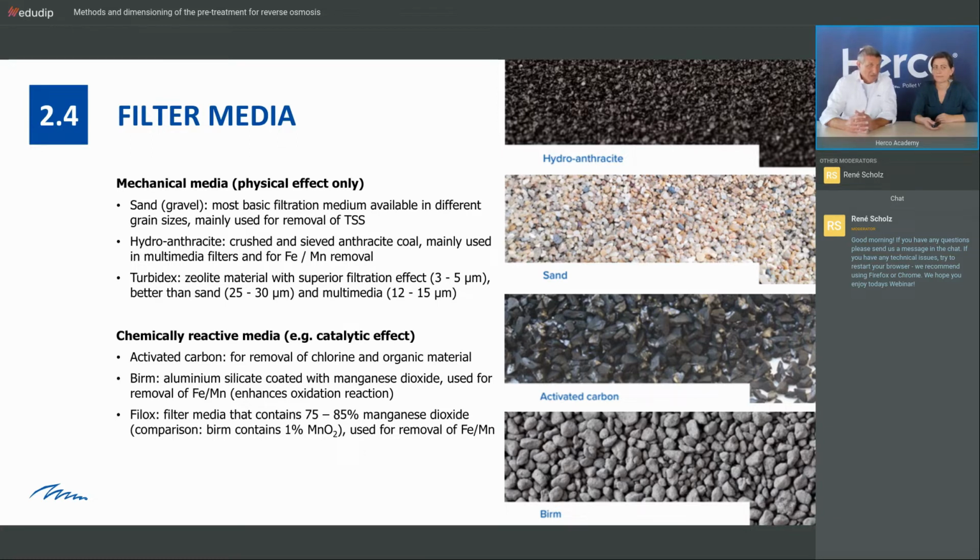The Pyrolox is also one material which is quite new on the market, and this filter media contains more or less 75 to 85% of manganese dioxide, also this catalyst. In comparison, the Birm contains a lot less manganese dioxide. It's only coated by manganese dioxide. And it's also used for removal of iron and manganese. I think if it's a manganese-dominated problem, in comparison to the iron, then we normally use Pyrolox. Right, I think we actually have one example project later where we use that.